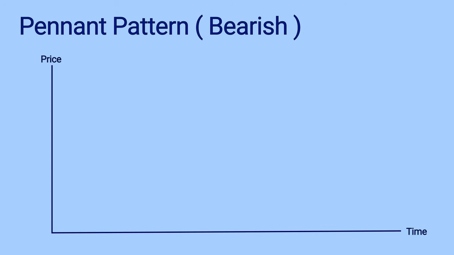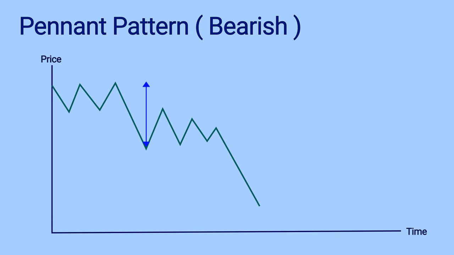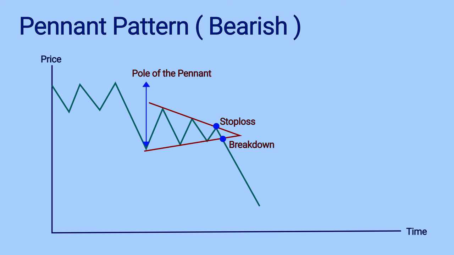Now similarly, for a down move, after the initial down move that forms the pole of the pennant, there would be a triangular consolidation. The range of the price movement during that smaller triangular formation would become smaller and smaller, and at the moment there is a breakdown from the pennant, the support line, one should take a short trade with the stop loss above the resistance line or above the latest swing high, and the target should be just projecting the pole distance of the pennant from the breakdown point on the downside.